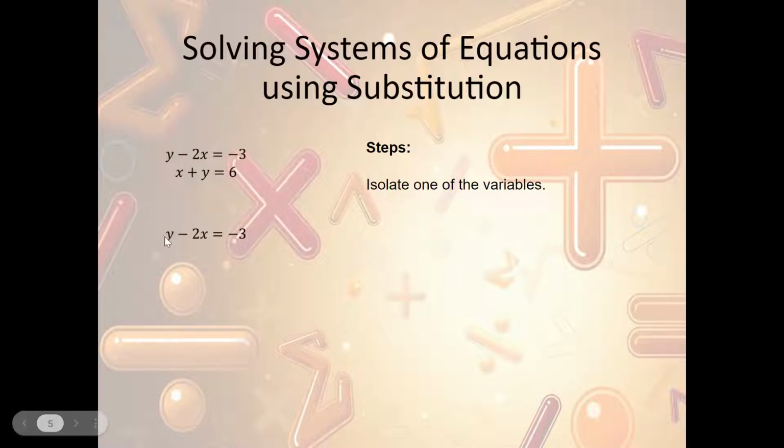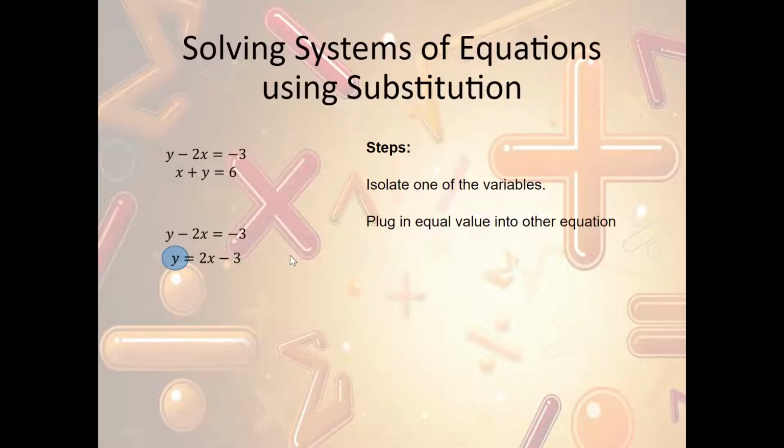So in this case, I'm going to take the equation y minus 2x is equal to -3, and I'm going to isolate y. In order to do that, I'm going to add 2x to both sides, and I end up with y equals 2x minus 3. Now it's isolated. Now I can plug it into the other equation.